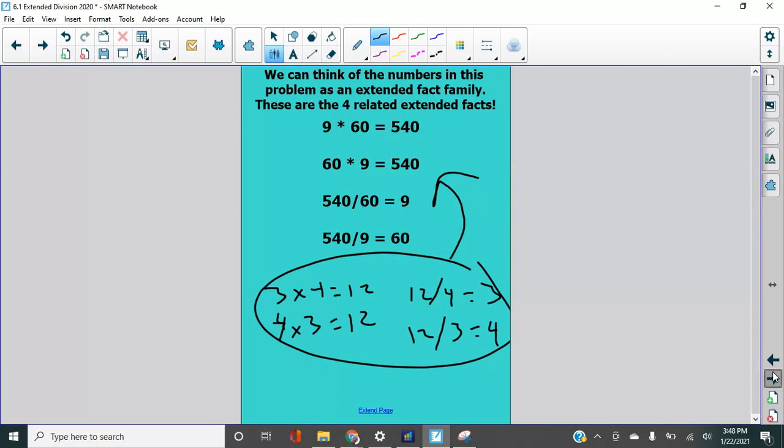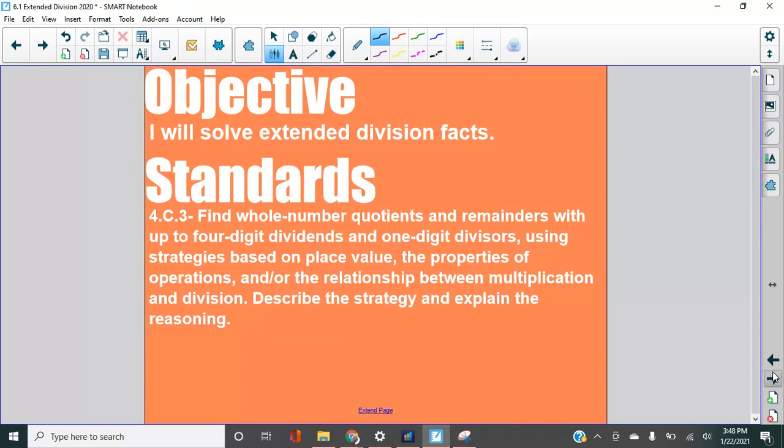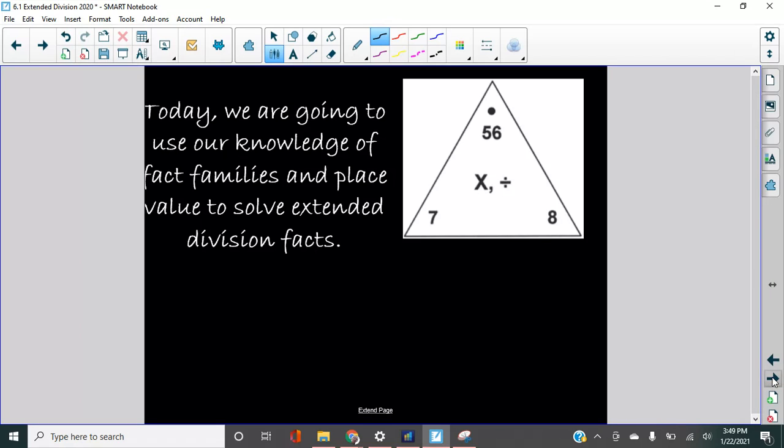So how do we deal with these zeros? Our objective here is to solve some extended division facts. And you can see this standard, which we're going to be working on a lot over the next 3 weeks, to be able to divide larger numbers. All right. So there you go. Like we just said, we're going to take what we know. We're going to extend it.